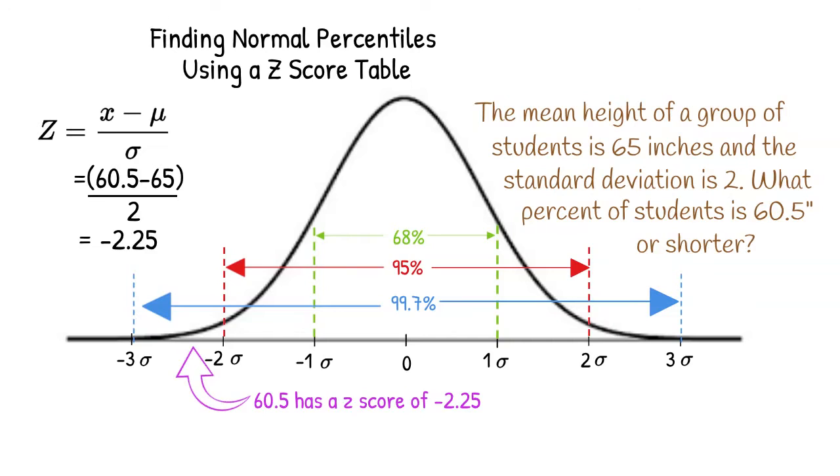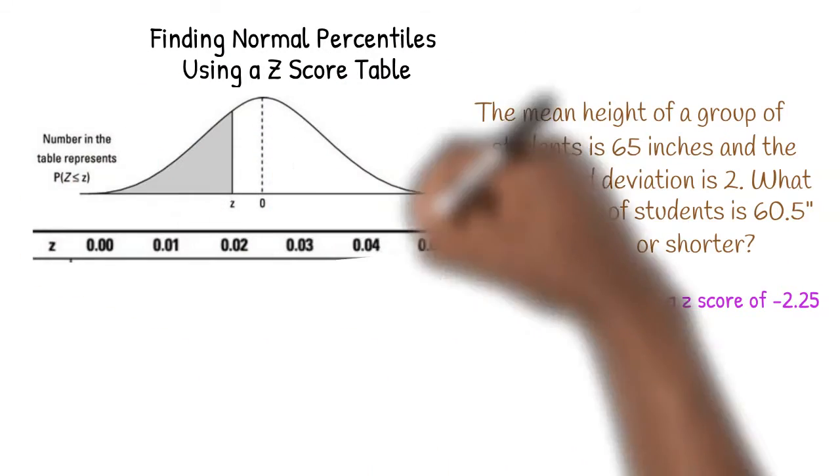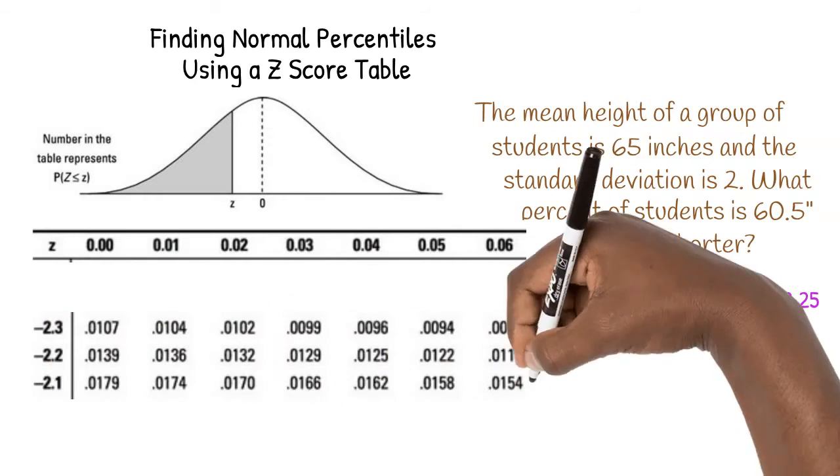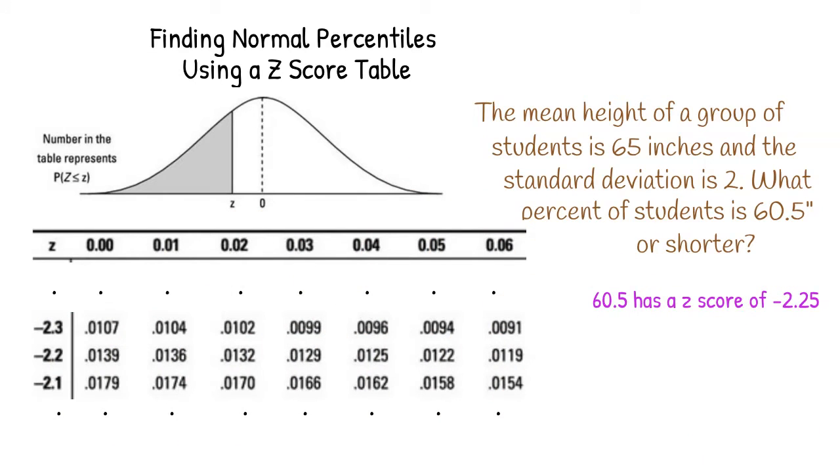Since z is between negative 2 and negative 3, we aren't able to use the 68, 95, 99.7 rule to give us an exact percent of students 60.5 inches or shorter. To find that percent, we can use a z-score table or a special calculator. For this video, we'll practice using a z-score table. Note that this is a small part of the table, showing only what is needed to complete this question.